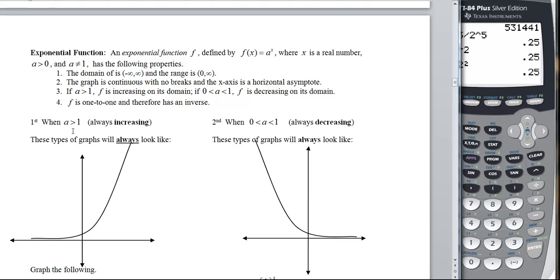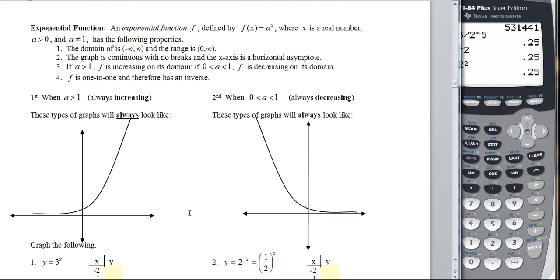So again, my base is greater than 1. Their picture will always look like this. So a base of 1.5, 2, 3, 5, anything greater than 1, it will take on this shape. Maybe slow at first, but it'll eventually look like that. If my base is fractional, that is between 0 and 1, it will always be decreasing.